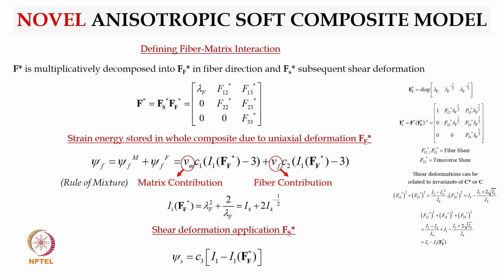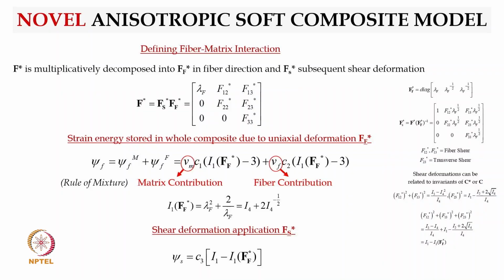Next we want to define this fiber matrix interaction. This is done by mathematically multiplicatively decomposing F star, which is the deformation applied, into Ff star, which is the deformation or the change applied in the fiber direction, and Fs star, which is a subsequent shear deformation due to this interaction on the matrix, right. From an equational standpoint, F star is given by Fs star Ff star, multiplication of that, which is given by this matrix: lambda f, F12 star, F13 star; 0, F22 star, F23 star; 0, 0, F33 star, right.